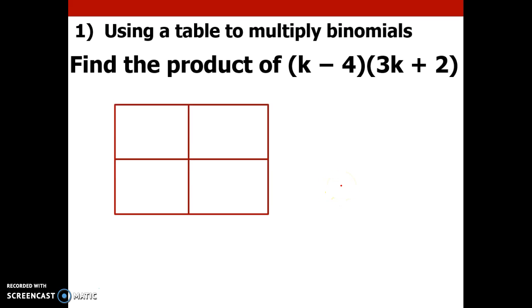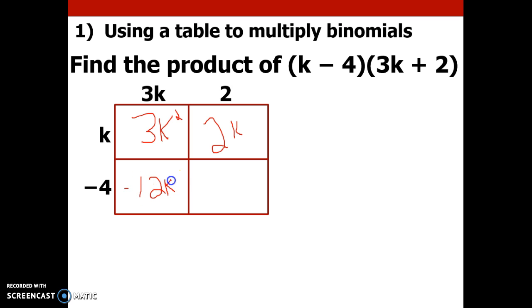So one method that people have come up with is called the grid, where we line up each of the pieces of our binomials into a grid-like shape, and then multiply each of the things that match up in the grid to get what will result when we multiply these binomials together. If I line them up in the grid, I would do 3k times k and get 3k squared. The next part, I would do 2 times k and get 2k. Next one, 3k times negative 4 would be negative 12k. And then the last part of my grid, 2 times negative 4 will give me negative 8.